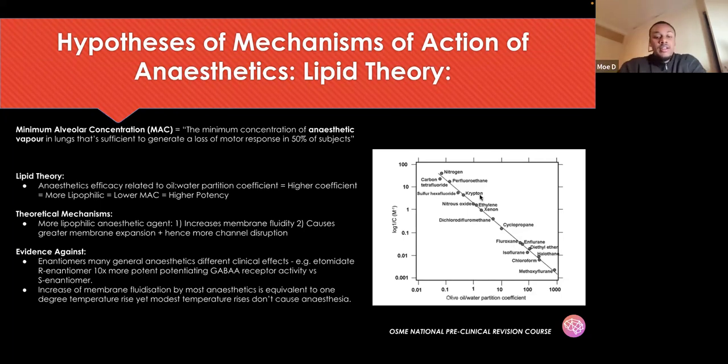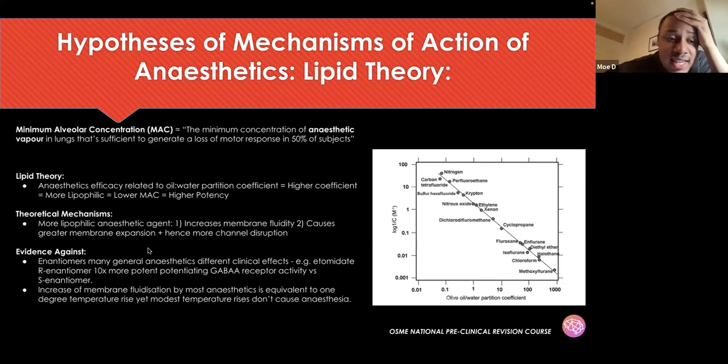And so the theoretical mechanism for the lipid theory is that more lipophilic anesthetic agents are more able to readily get into the phospholipid bilayer and hence affect the membrane properties. And it's thought that maybe they increase membrane fluidity, or they cause a greater membrane expansion, and hence they cause more channel disruption, which leads to the anesthesia.